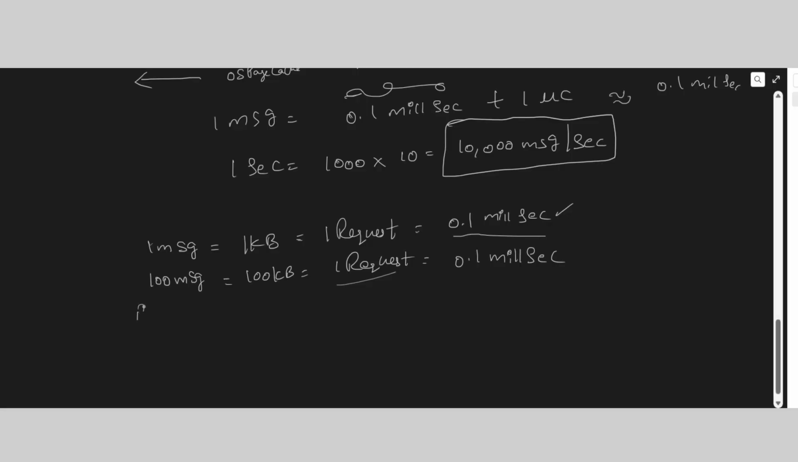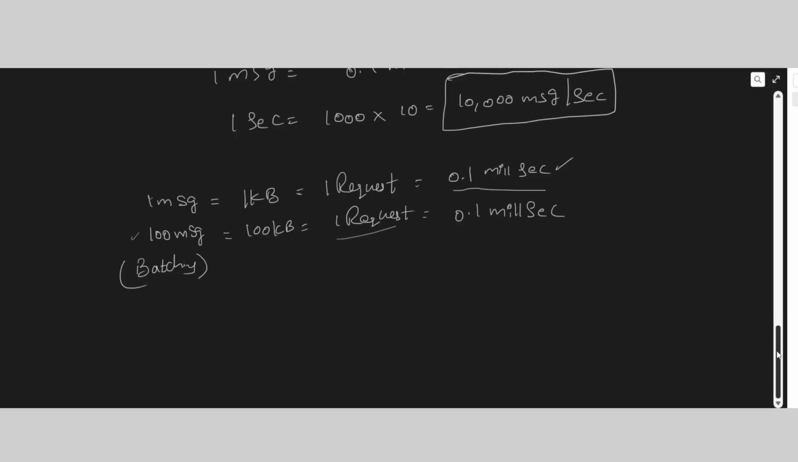So now this is called batching, which means the producer has to send the messages in batches, like 100 messages in one batch. He will send all messages together. Even the consumers will read the messages in batches to improve efficiency. So now let's see the time it takes for 100 messages.